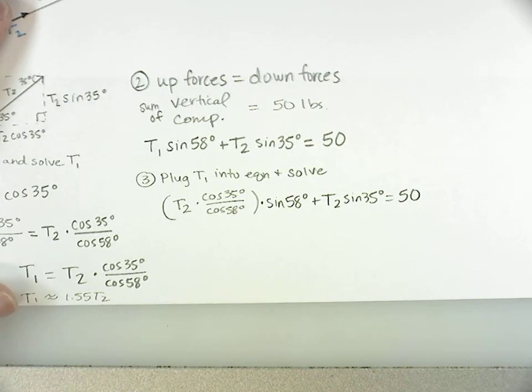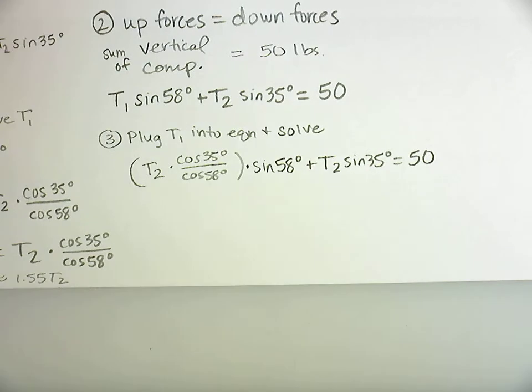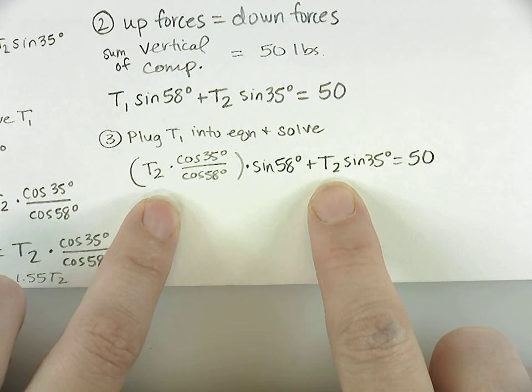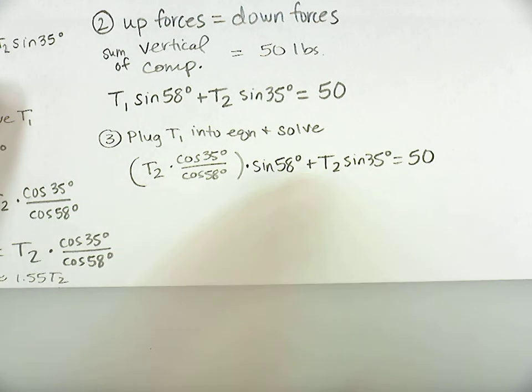Okay, so now that you have this, notice how you have t sub 2 in both of those? So what you can do is multiply them together. And if you want, like I said, you could turn these into decimals.